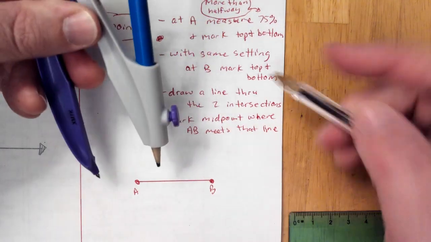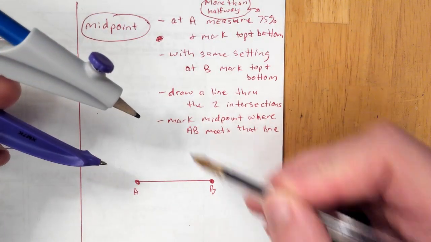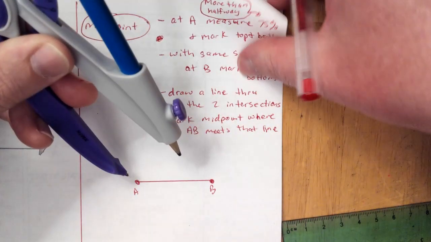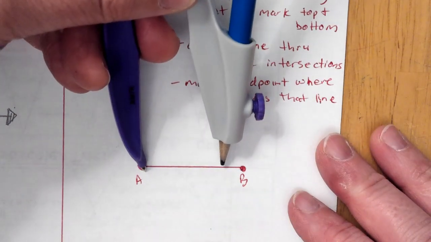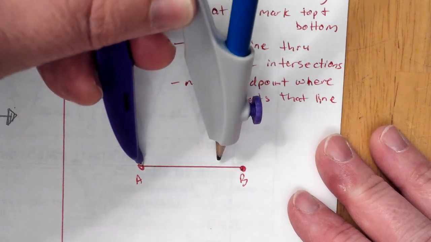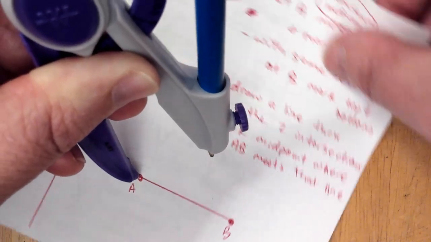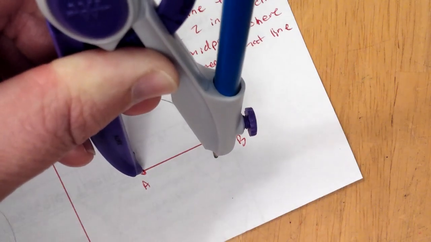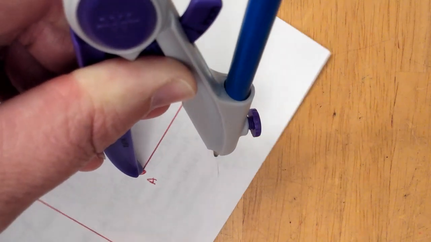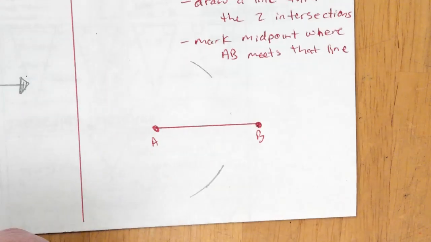With that setting, you're going to mark top and bottom. So the most top you can go and the most bottom you can go. So I'll zoom in a little bit so you can see what I'm doing. Okay, so right about here. I'm putting all my weight on A, and I like to just move the paper. So we have this right here, and we have this right here. All right, so it looks like that.